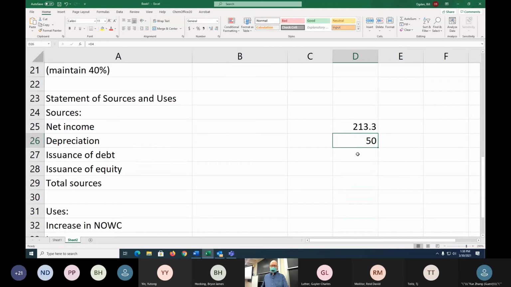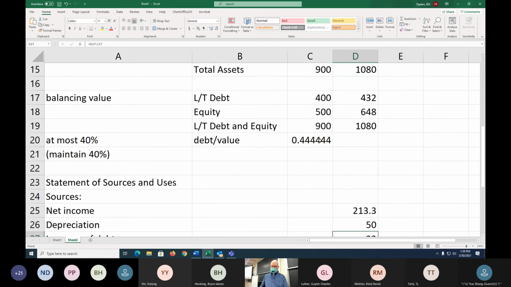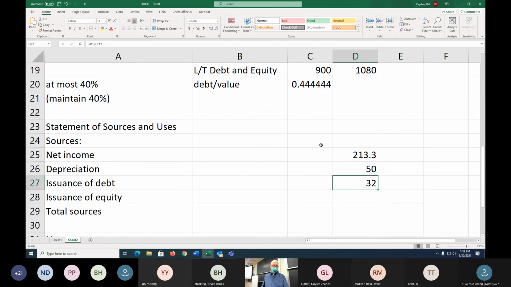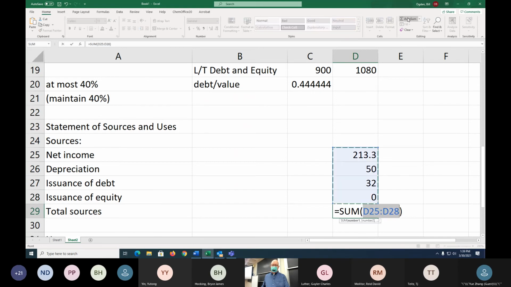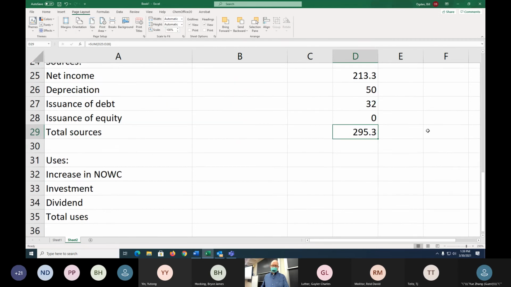Okay. Issuance of debt. So we went from 400 up to 432, a difference of 32. I'm sure there's a decimal tucked away in there somewhere. Issuance of equity, we did not issue equity. So our total sources will be 295.3.